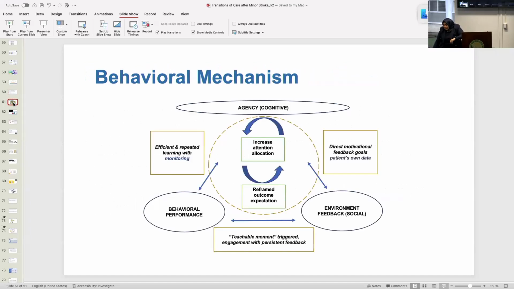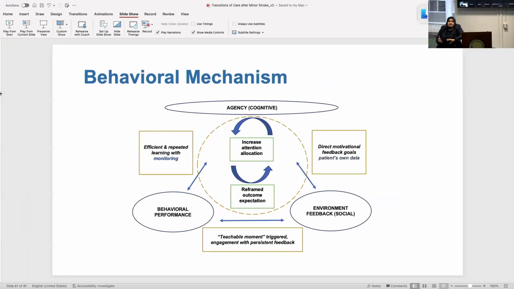So this is a behavioral mechanism model that we created based on the qualitative feedback that we receive from individuals with the framework of the social cognitive theory. Therefore, agency is that cognitive aspect of perhaps where you are increasing attention allocation to something because it's fun to do, you keep doing it.